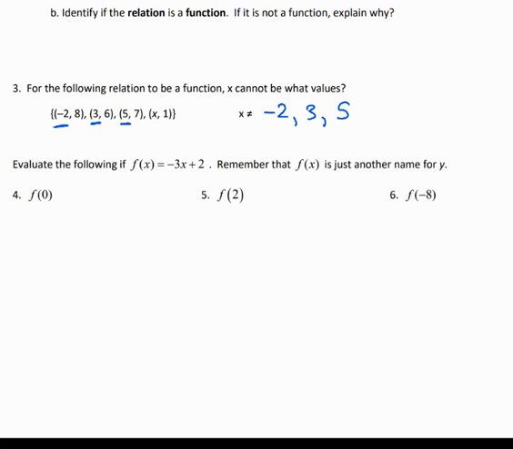Any questions so far? All right, let's look at the next set. So this is what we talked about yesterday. This was our new part yesterday. So for number 4, it says, evaluate f of 0. What does this mean? What does f of 0 mean to do?